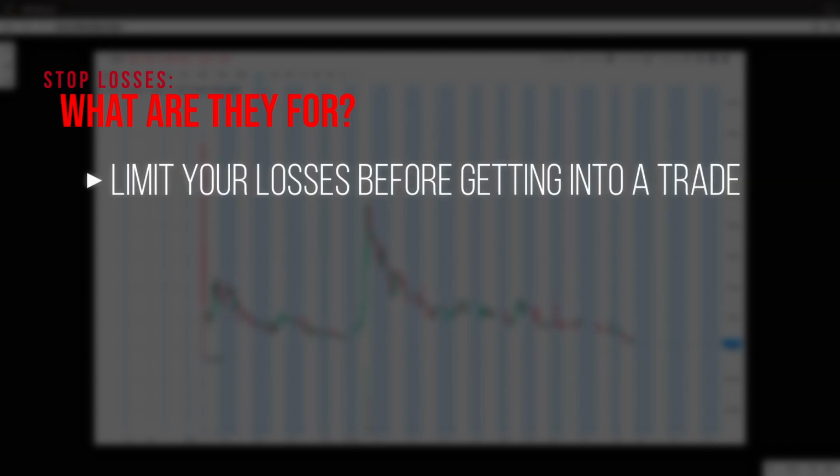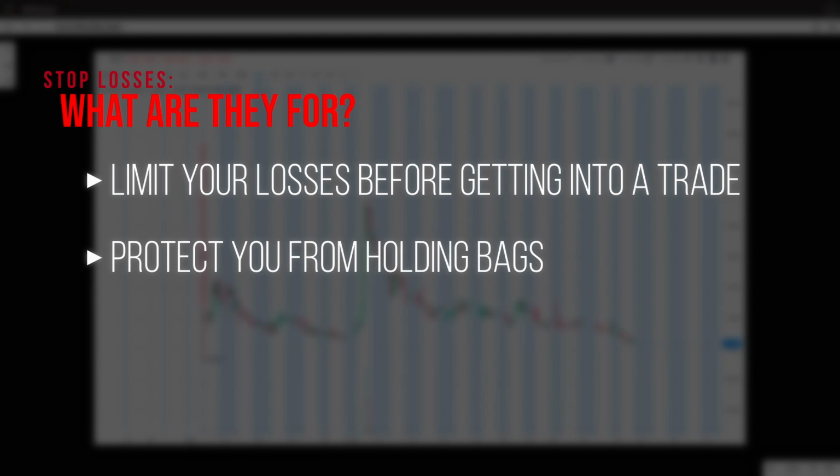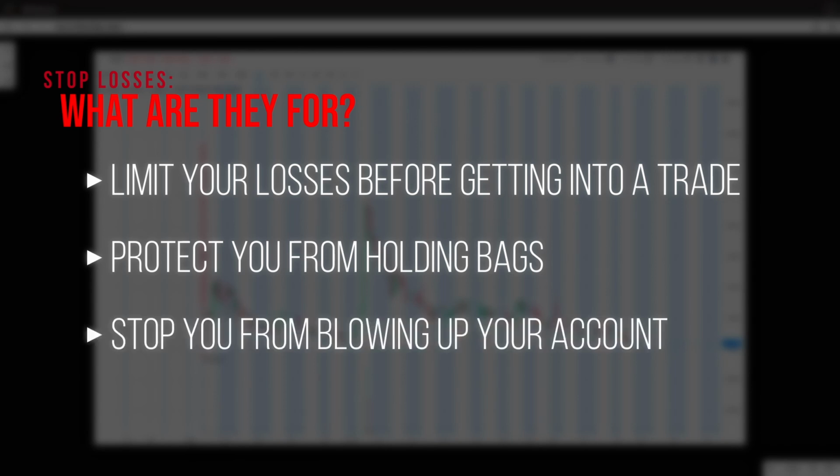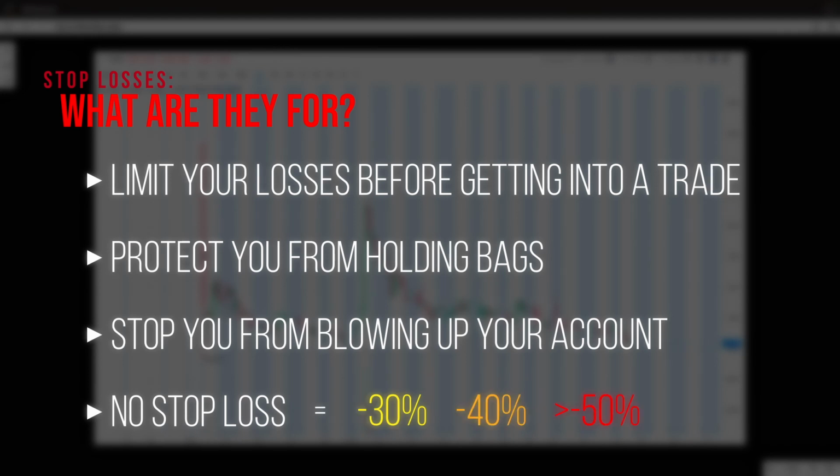First off, what are stop losses for? The point of a stop loss is to limit your losses before you get into a trade. They're meant to protect you from holding bags and stop you from blowing up your account. A lot of traders typically go into a trade without having a proper stop loss and end up holding stocks that drop 30, 40, even over 50%. A lot of people get stuck and never stop out. The stock just never recovers, so they end up holding the bag.